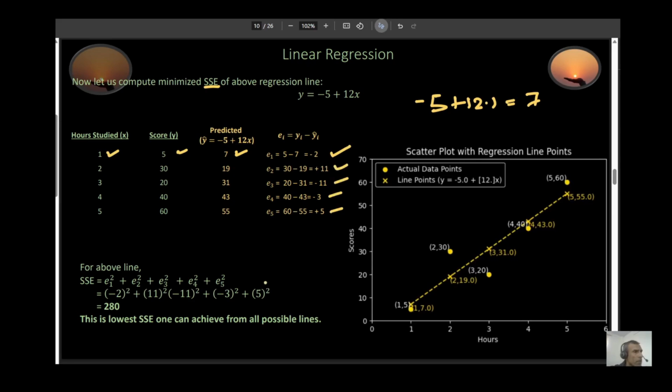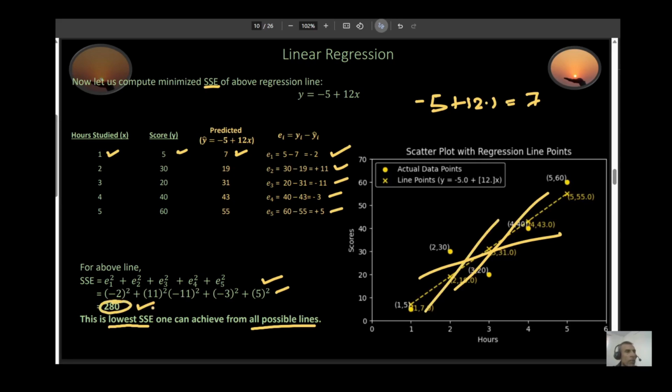Now for this line, your sum of squared errors is: you take all the errors, you square them and add them all together, and your answer comes out to be 280. Now this 280 is the lowest sum of squared error that you can achieve from all possible lines that you draw. You can draw any line, it doesn't matter what line you draw, but each line would give you an error that is more than 280. It's never going to give you a line that's going to be less than 280. 280 is the minimum SSE you can achieve here.